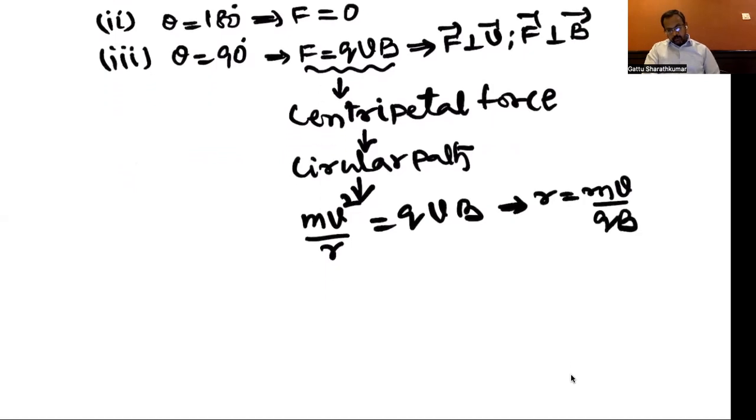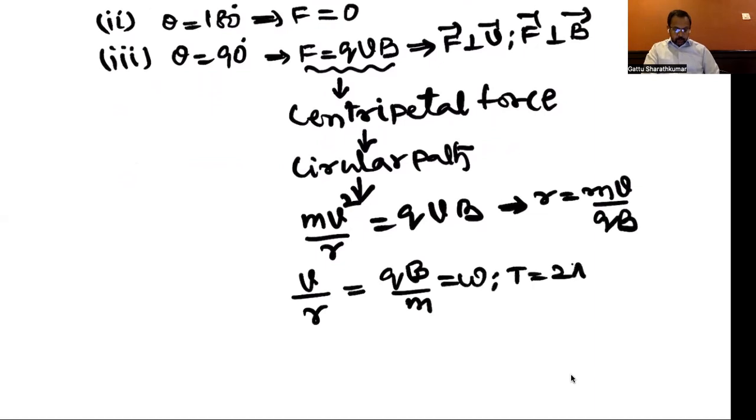And v by R is equal to QB by m, which can be taken as omega, the angular velocity. Time period T is equal to 2 pi by omega, which will be taken as 2 pi m by Q B.